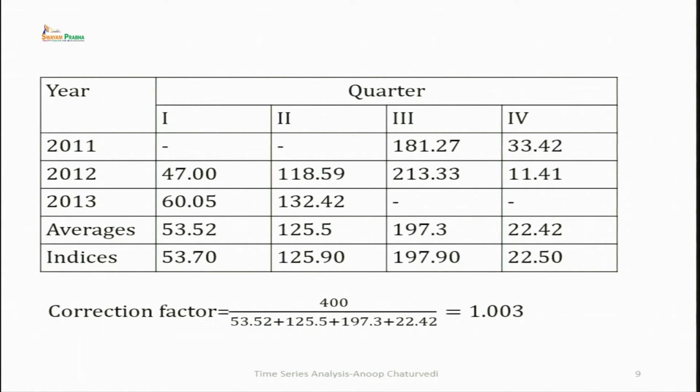To obtain the final indices, the correction factor is 400 divided by, you take sum of all these values, sum of all these averages, and finally you obtain 1.003. So, you multiply each of these values by 1.003 and then you get the final seasonal indices. And the sum of all these final seasonal indices is 400, you can easily verify it.